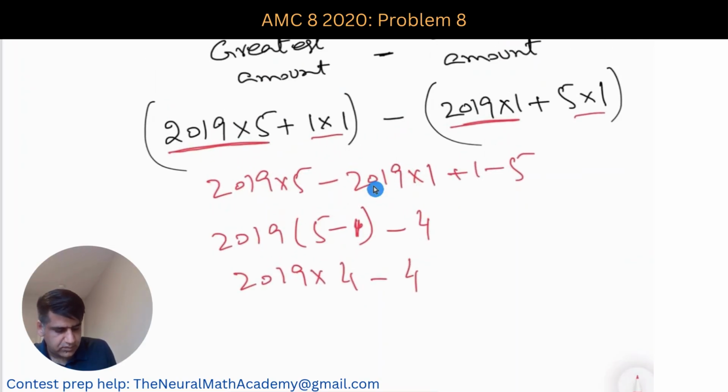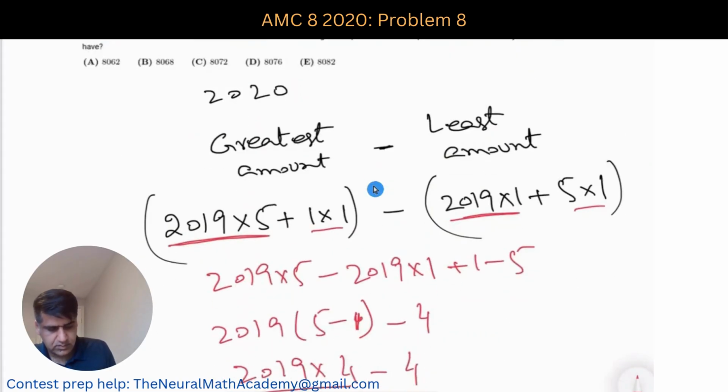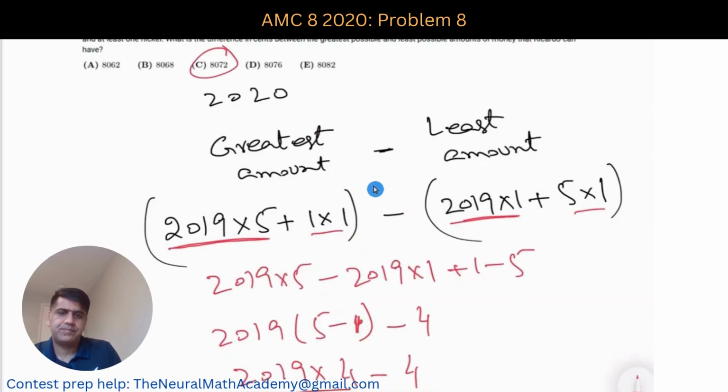And now if we solve this, we will get 8076 minus 4. So then 8072 should be the answer. So it is C.